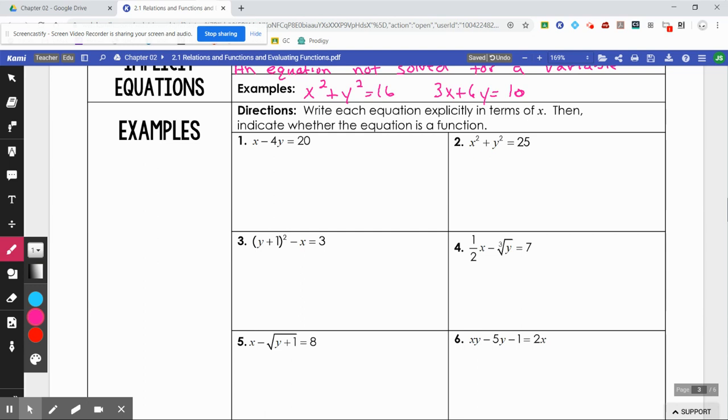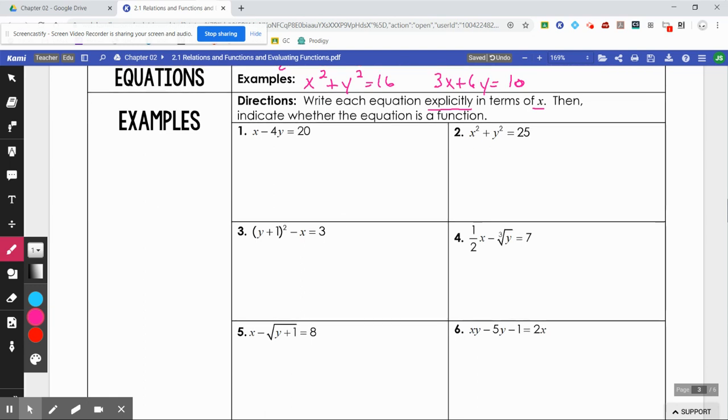Okay, next example says write each equation explicitly in terms of x. That means solve for the other one. Leave the x stuff with all the multiplication and addition. Leave all the numbers over there with the x and solve for the other one. Then indicate whether the equation is a function.